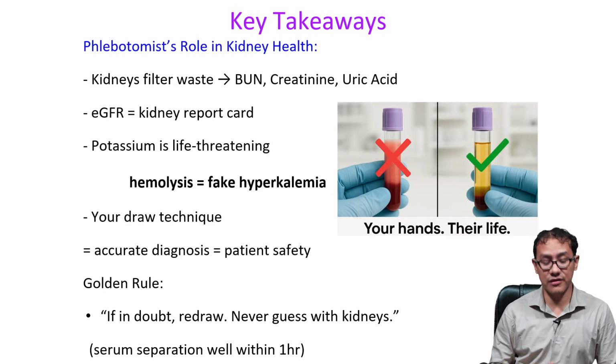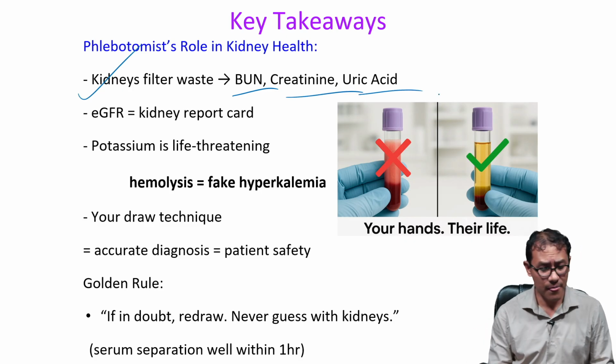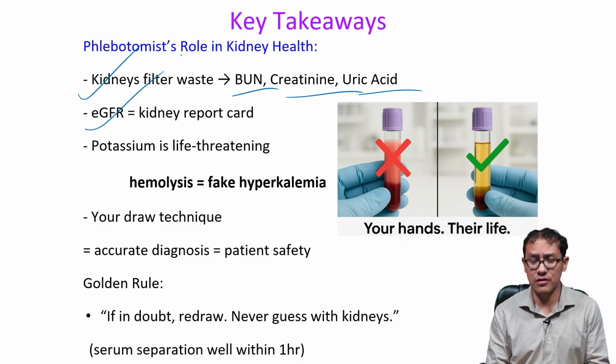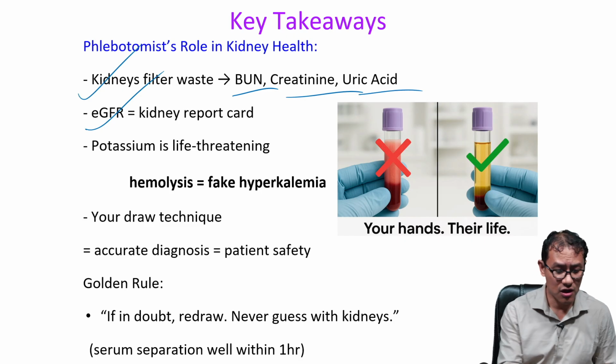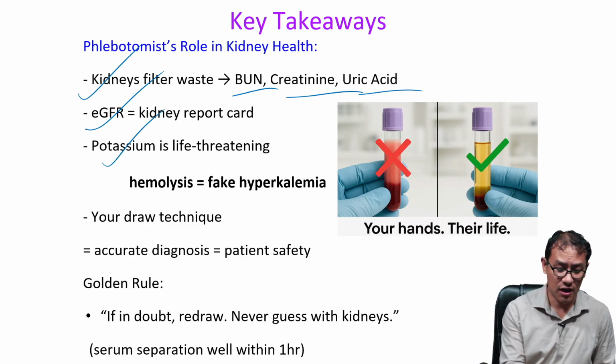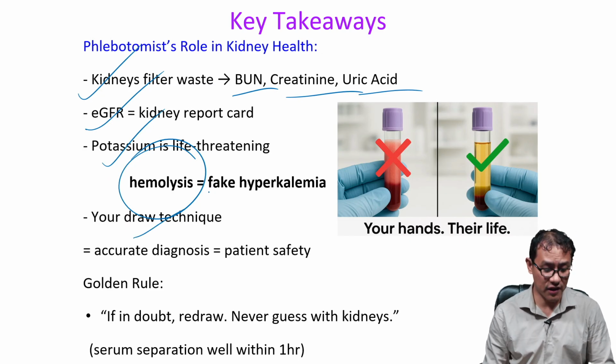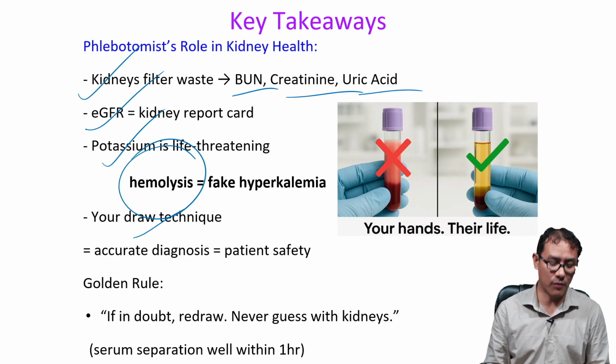So the take-away point is very important for the kidney. BUN, creatinine, uric acid and other things are there. eGFR is a report card which requires the creatinine and certain formulas. You have to look at the potassium level. If you shake the tube violently, it will go up like anything. Hemolysis, you have to avoid hemolysis. Proper draw technique is very important. Filling up to the proper mark is very important.